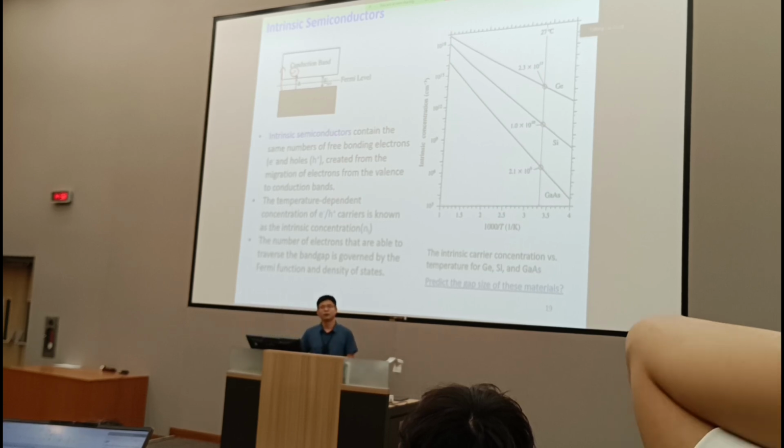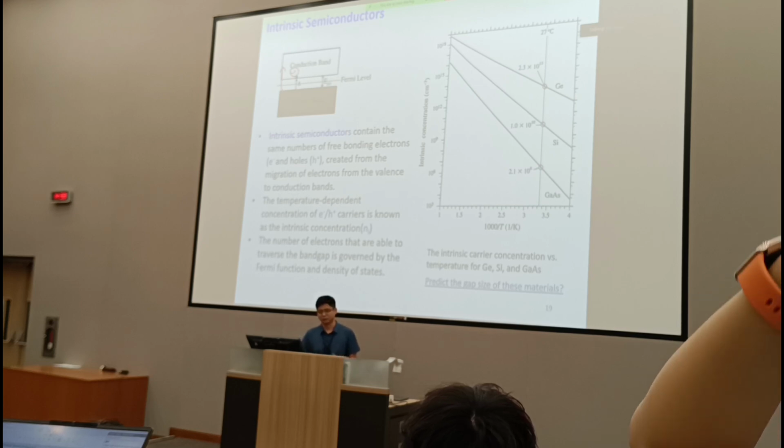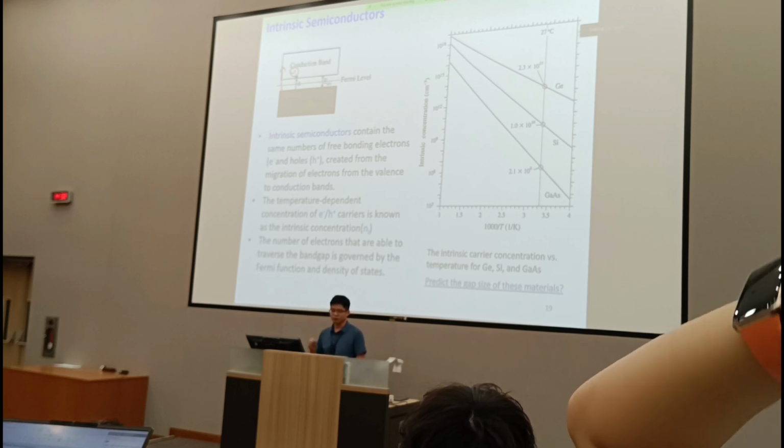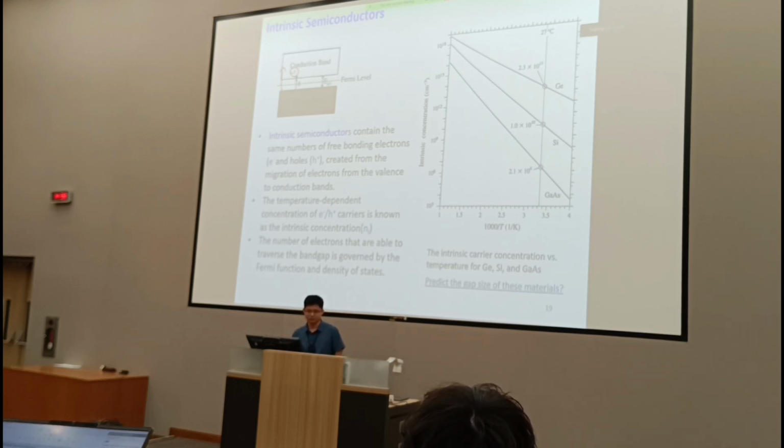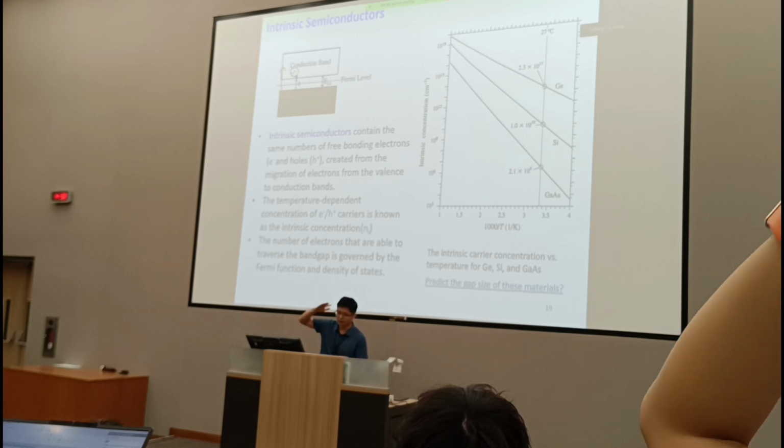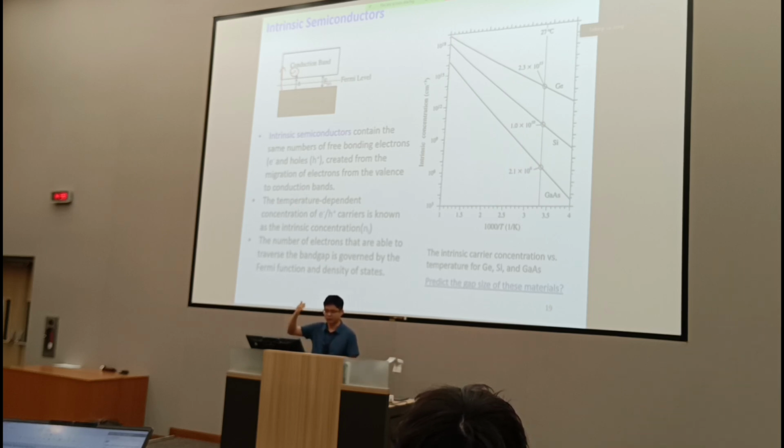You can use thermal energy. You raise the temperature, kT provides thermal energy. Thermal energy can overcome this potential energy difference. You can excite electrons into the conduction band, right? Electrons in the valence band can also absorb photons. The photons carry energy, which can also cause excitation. So these are the different ways to excite electrons.